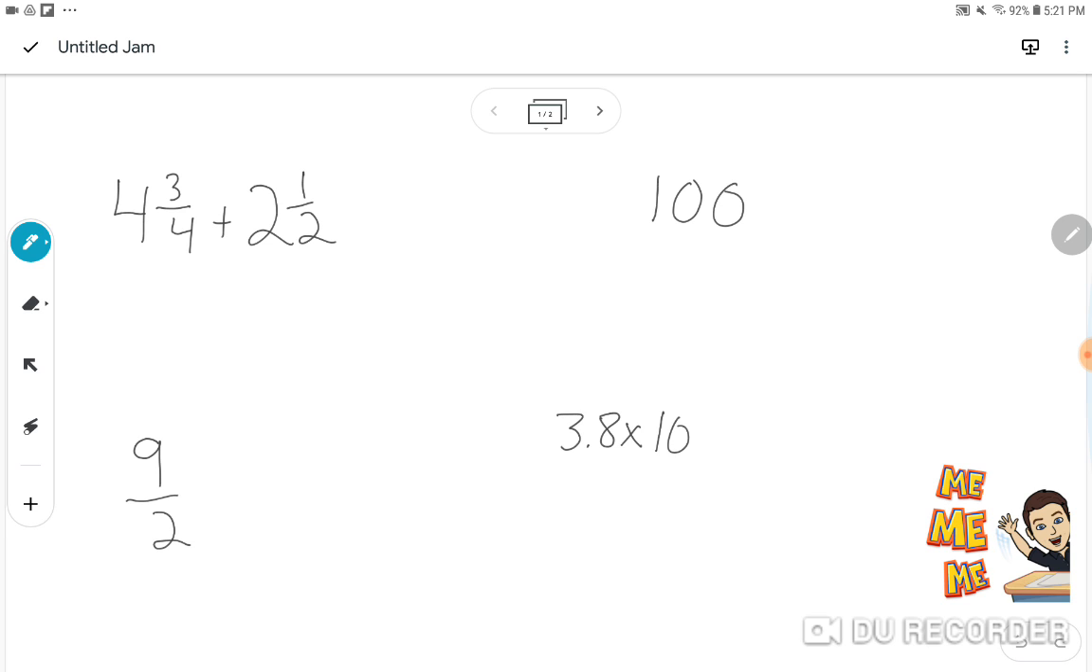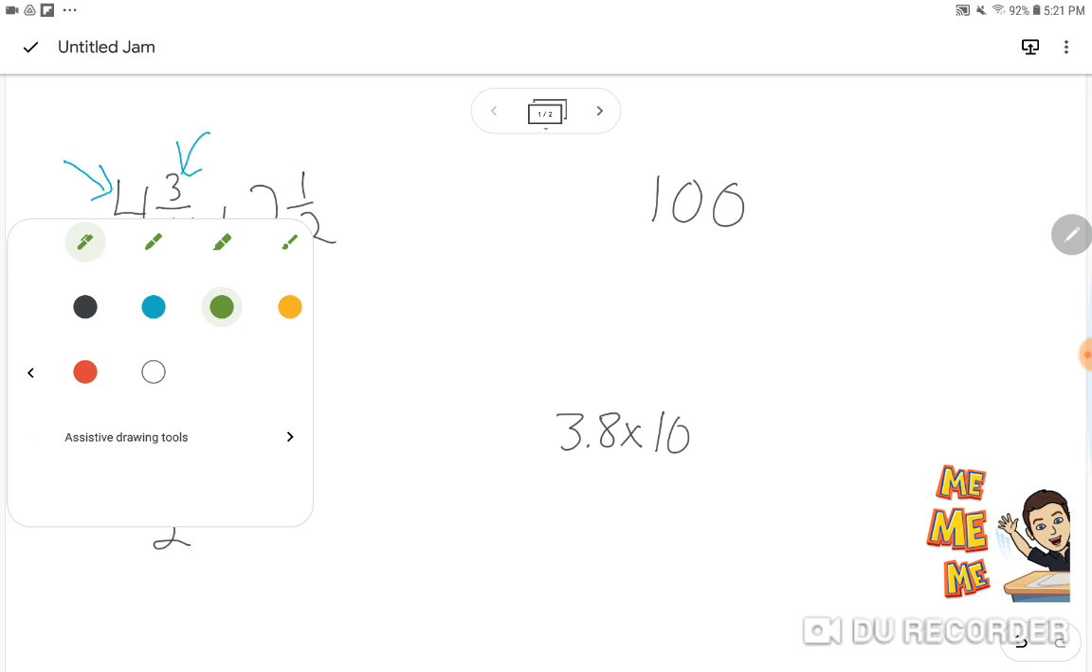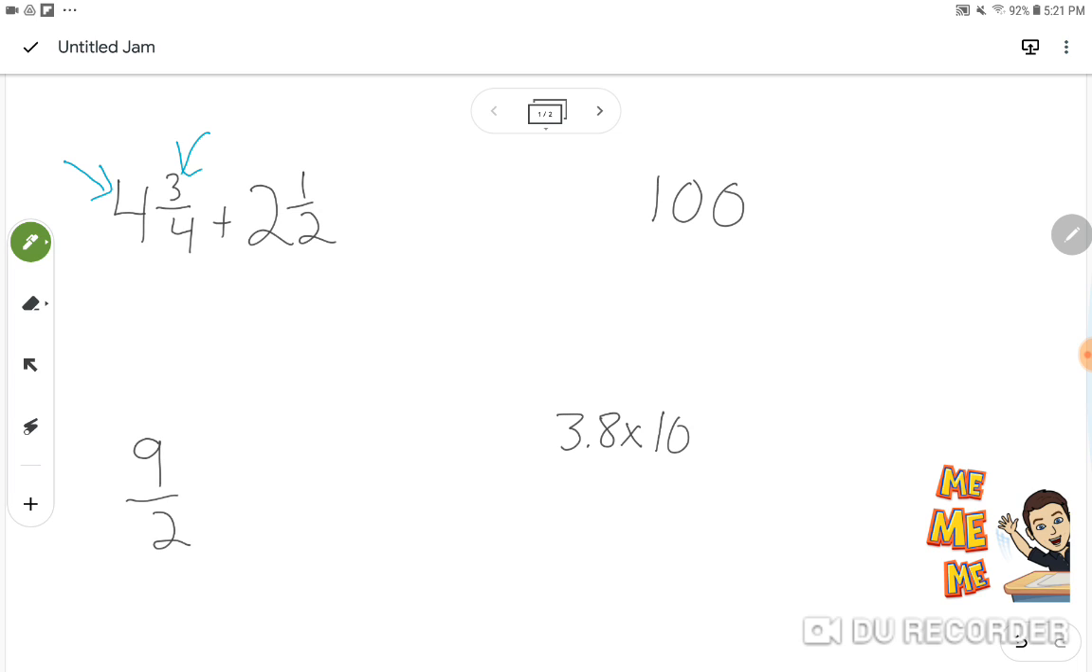So the first thing we have is adding mixed numbers. A mixed number means that, look, we have a whole number and a fraction. But we're going to do the 6 steps the same way we would do with any stacking, okay? So let's remember what we do. First, we stack it. 4 3/4 plus 2 1/2.